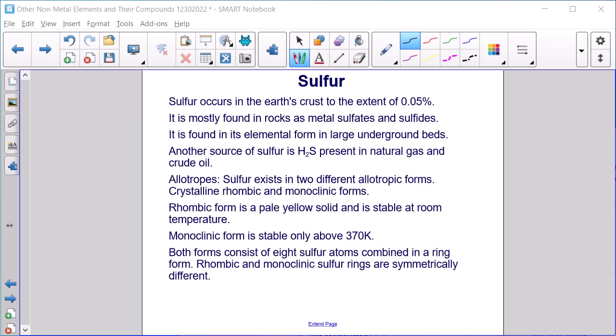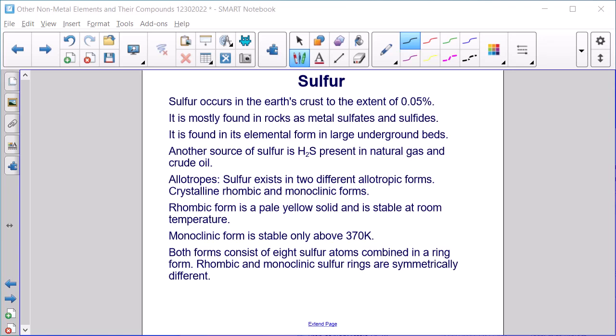Sulfur occurs in the Earth's crust to the extent of about 0.05%. It is mostly found in rocks as metal sulfates and sulfides. It is found in its elemental form in large underground beds. Another source of sulfur is H2S, present in natural gas and crude oil.